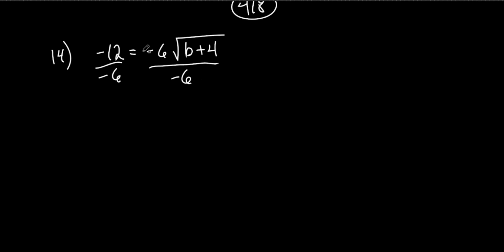So anyway, what happens here? That cancels with that. What happens here? What's negative over negative? Positive. What's 12 over 6? 2. And then this equals the square root of b plus 4.